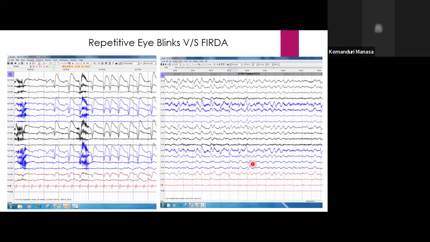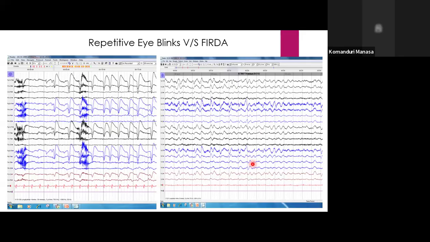FIDA, eye blinks are differentiated from the FIDA. It will not extend beyond the mid-temporal, and it is rhythmic with the eye blinks. You can see sometimes that on the left side, you can see those positive reflections, F3 and C3. In the artifact, you can see that the reflections are extending to F3 and F4.